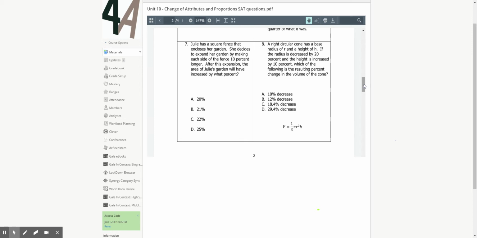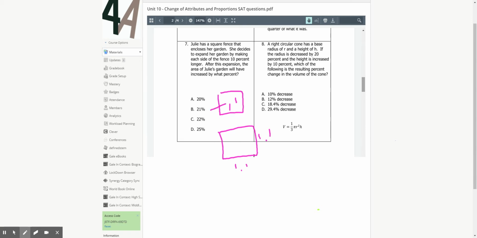All right, Julia has a square fence that encloses her garden. So Julia has a square fence. That means all the sides are the same, right? Because it's a square. She decides to expand her garden by making each side of the fence 10% longer. So she's making a bigger fence. So 1 is our easiest thing to use. If it's 1 by 1, and now it's 1.1 by 1.1, right? She increased it by 10%. 10% is 1. After the expansion, the area of Julie's garden will have increased by what percent?